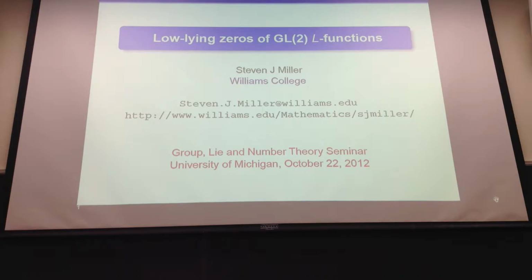GL2, for our purposes, just means when you look at the Euler product, there are two factors. So the Riemann zeta function, we can write it as a product over primes of (1 - 1/p^s)^(-1). There's just one factor for each prime. If you have two factors, (1 - α_p/p^s)(1 - β_p/p^s), that's called an Euler product of degree 2. Degree 3 and higher follows naturally.